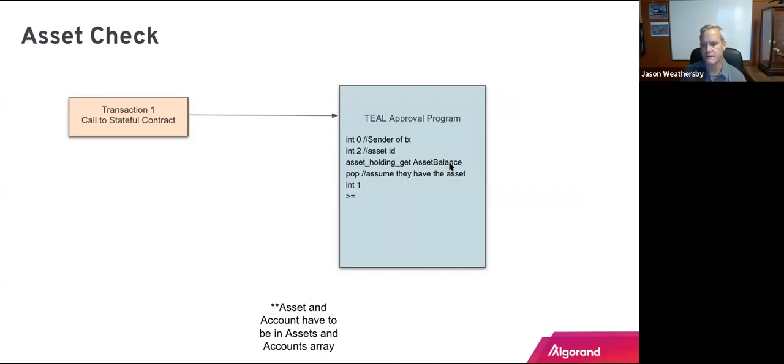Well, this particular opcode returns two values. One, did it find the value? And number two, what the value was. So the first thing I want to do is just pop. I'm just using the pop command to throw away the top return value. This is just an example. So I'm just throwing it away. Pop just takes the top thing off the stack. And then I'm comparing this to see if that's greater than or equal to 1. So this essentially checks to see if a user owns a specific asset.